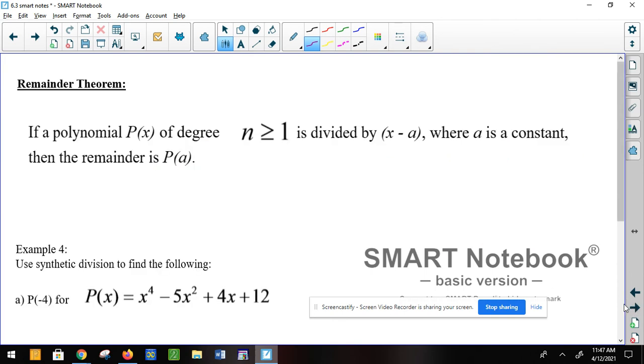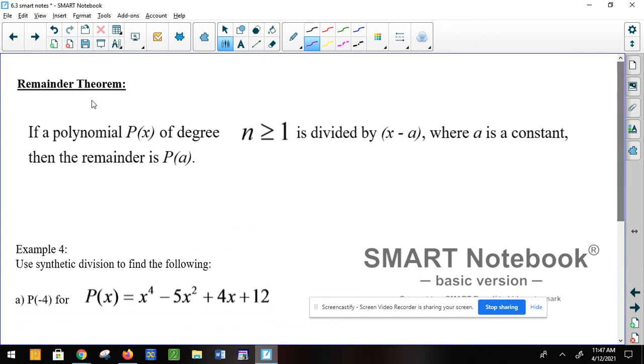Now let's look at remainder theorem. It's just another use of this. What the remainder theorem states is if a polynomial p of x of degree n greater than or equal to 1 is divided by x minus a, where a is a constant, then the remainder is p of a. Okay, that probably didn't make any sense. It's okay.